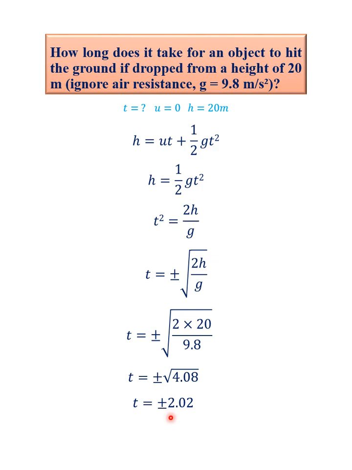A fundamental question here is, the negative part of this answer, minus 2.02, is it really a valid answer? Of course it is not, because time is never negative. Since time is not a negative value, it means the negative solution is invalid. Hence, we'll go with only the positive solution. Therefore, the time will be equal to 2.02 seconds, positive 2.02 seconds. And that is the answer to this question.